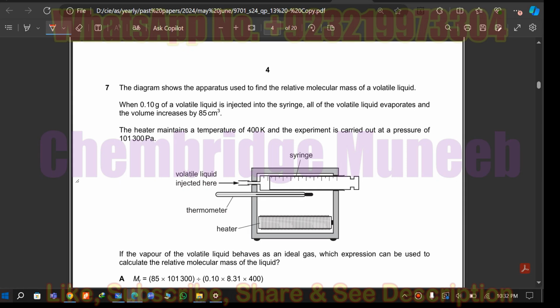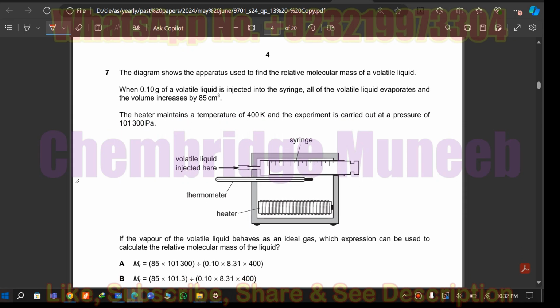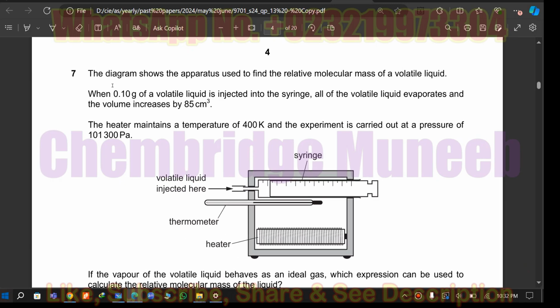This question looks to be very difficult because of the inclusion of a picture, which never came in the previous questions in history. So it seems to be a very difficult question, but in actual it is not. It is a very simple and easy question. Okay, the question is, the diagram shows apparatus used to find the relative molecular mass of a volatile liquid, and for this liquid we were given the mass here, so it is the mass.